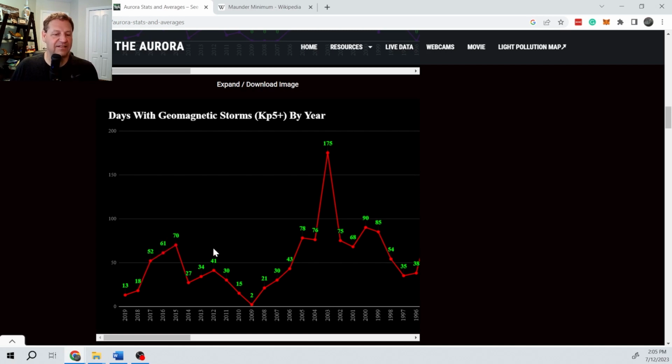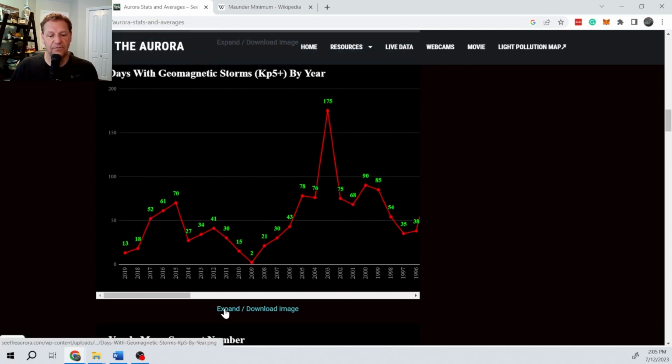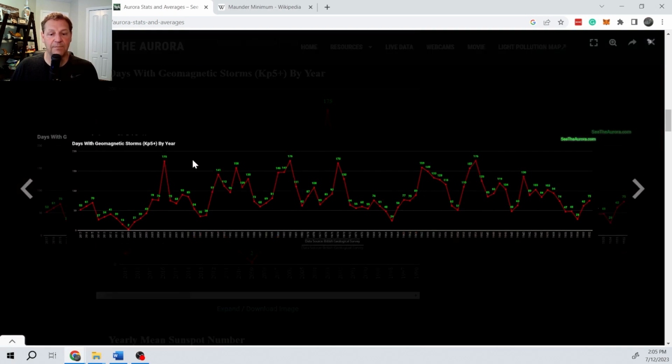You can see in the last cycle it didn't get over 70 days with KP5. So if we expand this, 175 looked really high, but in comparison to other peaks it's not unusual. It's not unusual for the years with peak aurora activity to have a geomagnetic storm every second day. They probably would occur in clusters, because there'd be an active region that is generating that activity that's driving it.